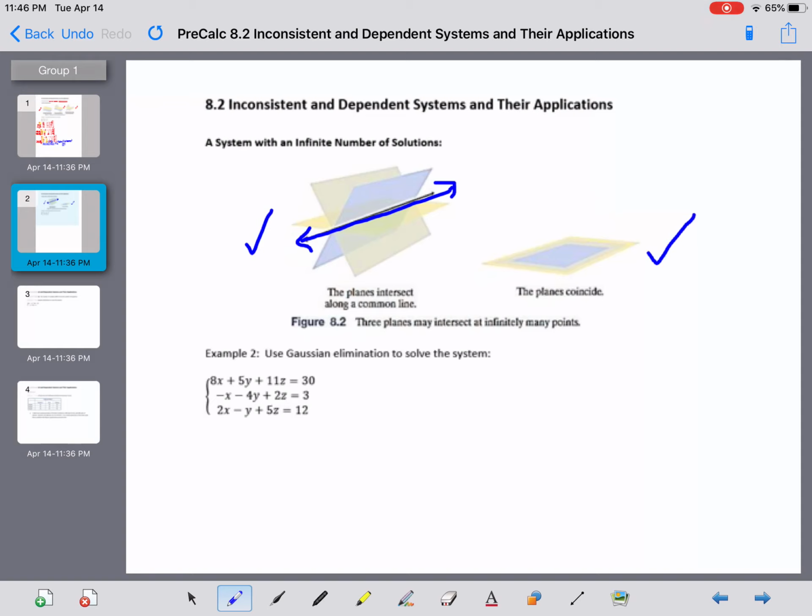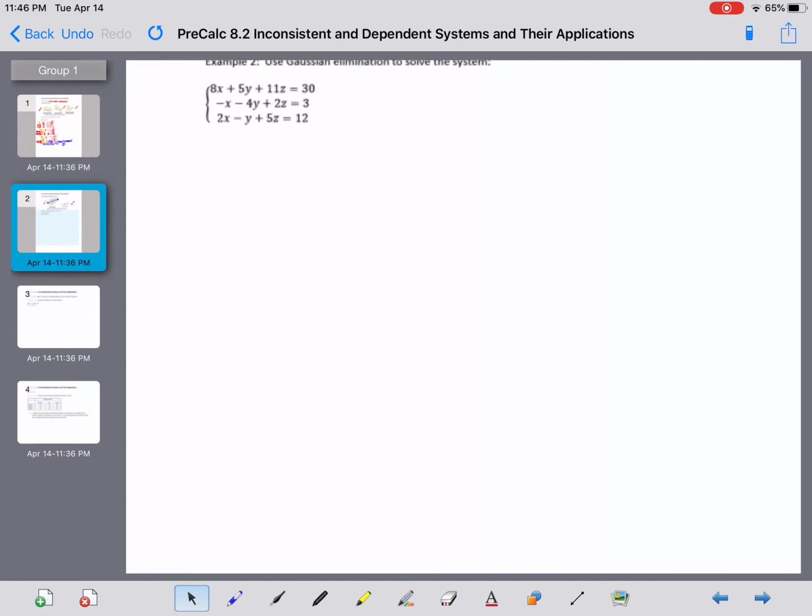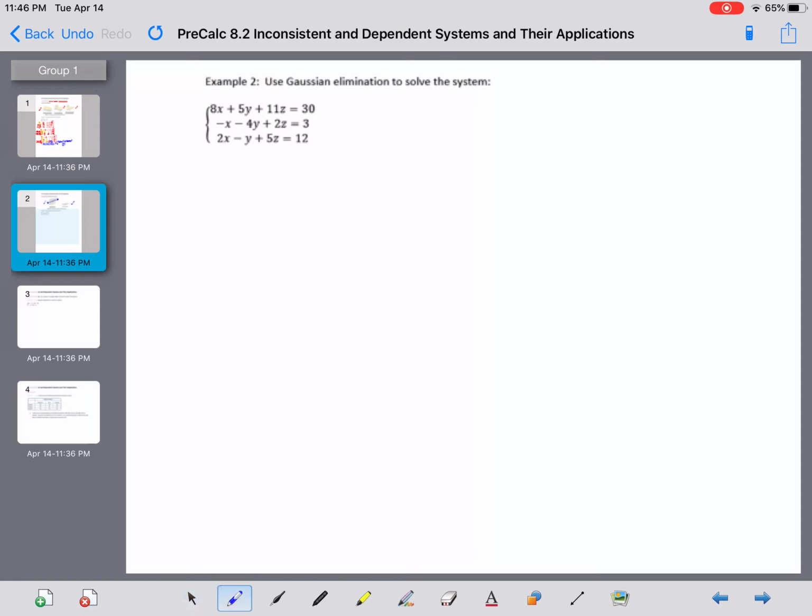All right, that was the visual, so let's look now at the algebra, the numbers, and what it looks like when we get an infinite number of solutions. And I will tell you, it's not going to be as easy to just write down the null set or no solution. We're going to have a little more work to write down when we say we have an infinite number of solutions.